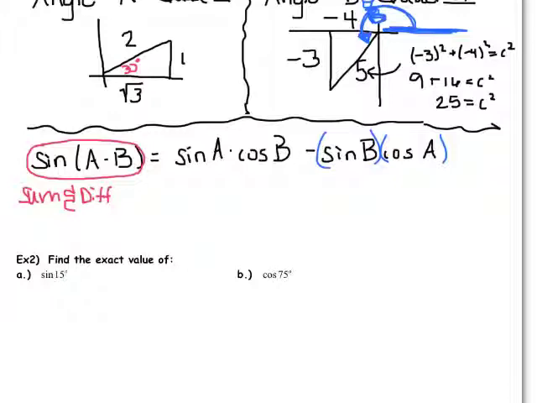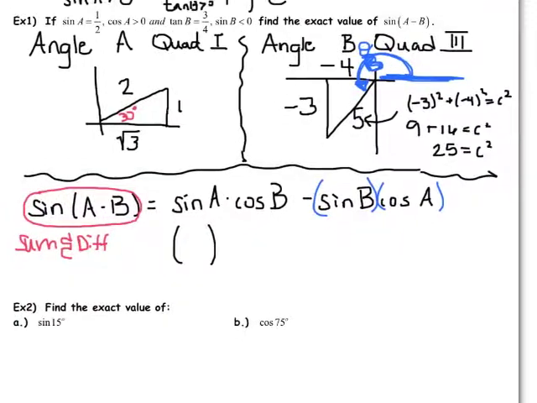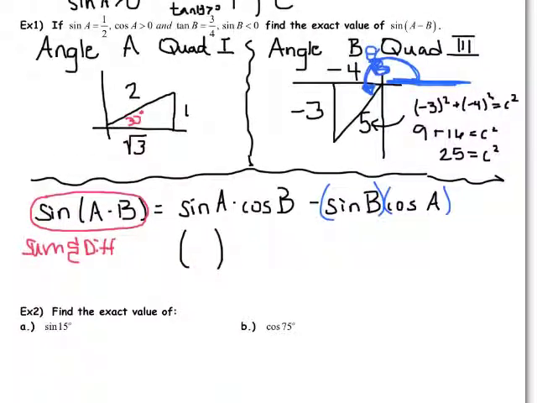All right, so sine of A, so we go to the A triangle. Sine of A is equal to opposite over hypotenuse. So that's 1/2. Cosine of B, so now it tells us to go to the B triangle, so that's this triangle, and cosine is adjacent over hypotenuse. So -4 over 5. Then I have this minus sign.